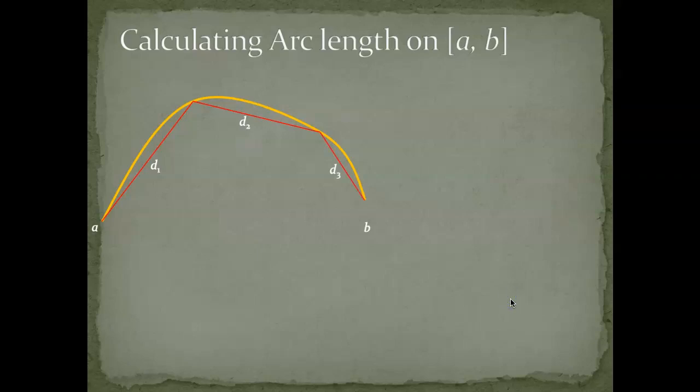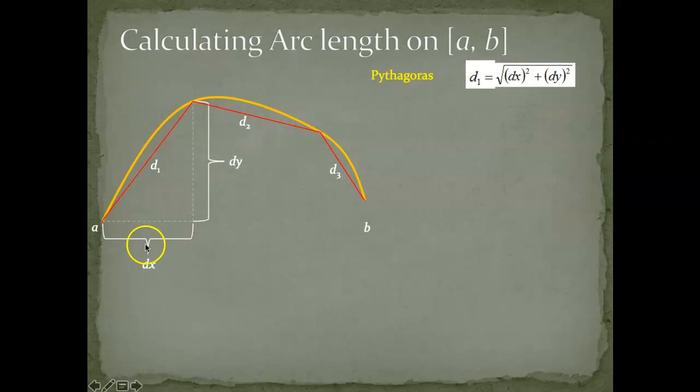Now a straight line, we can find the length easily using Pythagoras. So let's say that the height here is dy, which is the change in y, and then this horizontal distance here is dx, which is the change in x, okay? So again, in order to find d1, we can use the Pythagorean theorem. And so we would get dx squared plus dy squared equals d1 squared. And then in order to get d1 alone, we would take the square root, okay?